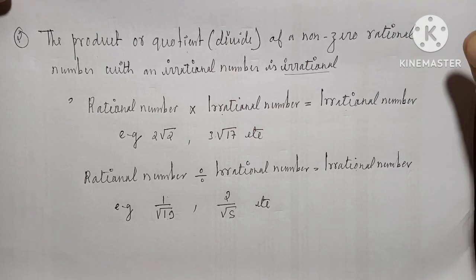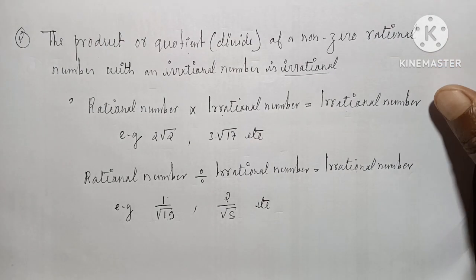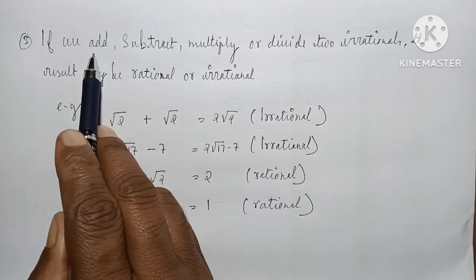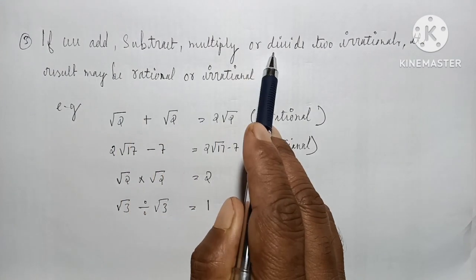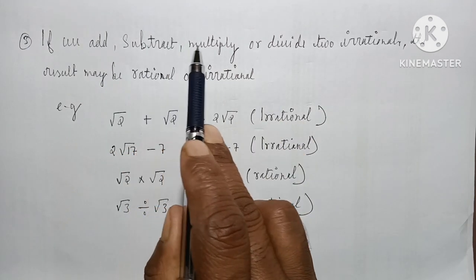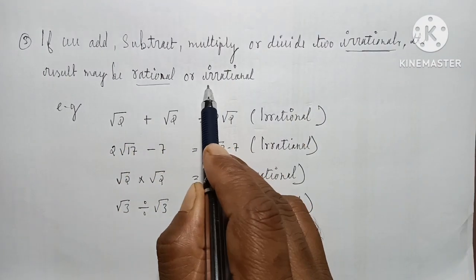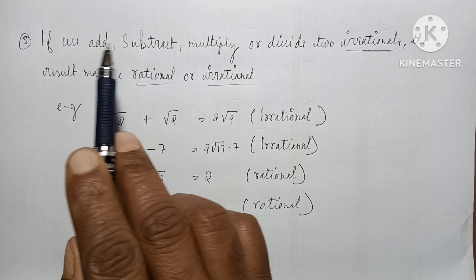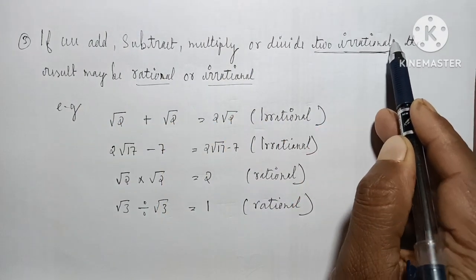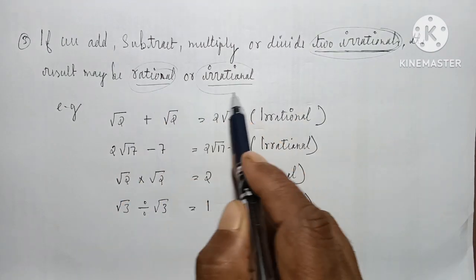I hope you understand the second point also. Then our next and last point is that if we add, subtract, multiply or divide any two irrational numbers, it may be rational or irrational. If we add, subtract, multiply, divide any two irrational numbers, then it may be rational or irrational.